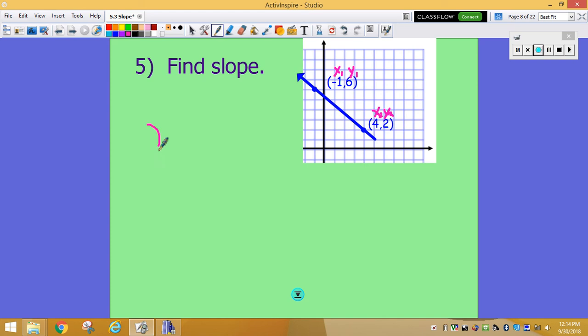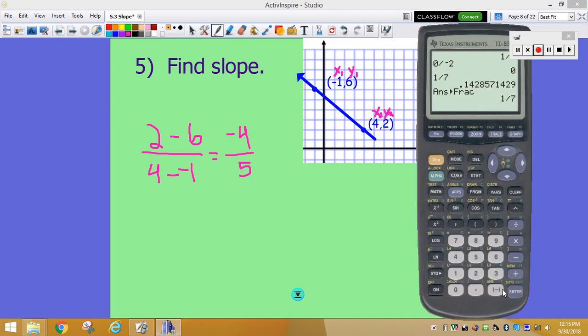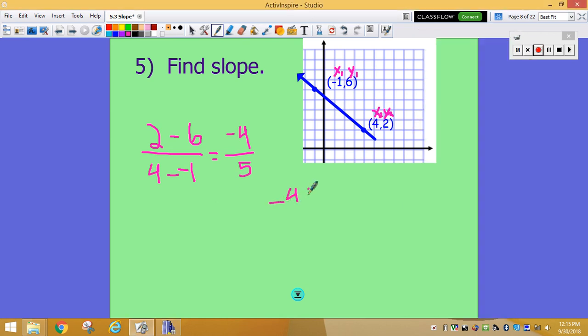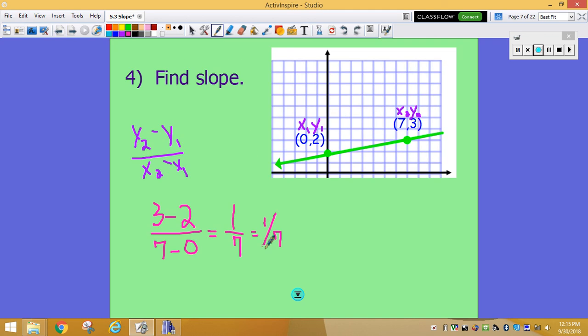So my formula: y2 is 2 minus y1 is 6. x2 is 4 minus x1 is -1. 2 minus 6 is -4. 4 minus -1 is 5. Last step, we're going to divide them. -4 divided by 5 is -0.8. We don't want that though. We want it as a fraction. So I'm going to hit math, enter, enter. And it is -4/5. Which makes sense because look at this line. This line is going down, which means my slope should be negative. And here, I got a positive answer, which again makes sense because my slope is going up.